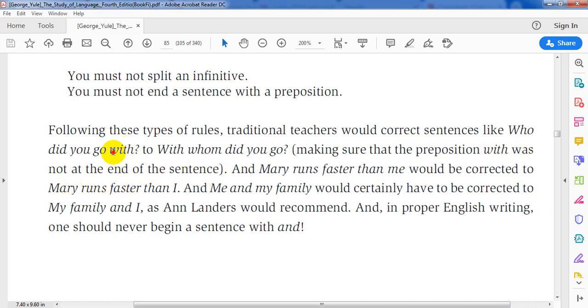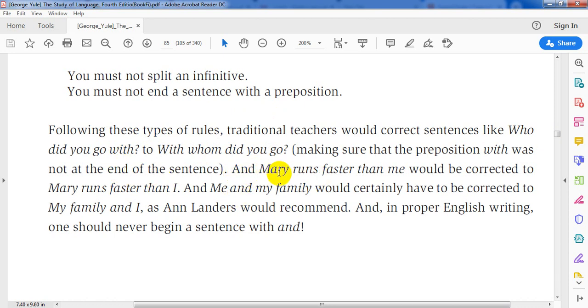So here we can see the preposition "with" at the end of the sentence: "Who did you go with?" In their view, this sentence should be corrected into "With whom did you go?" so as not to end the sentence with a preposition.